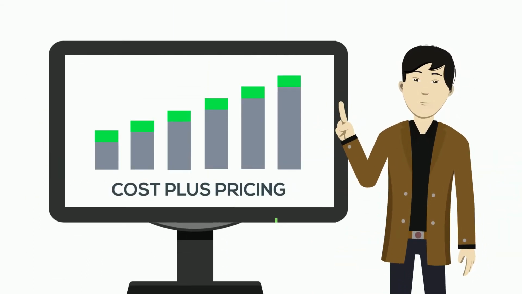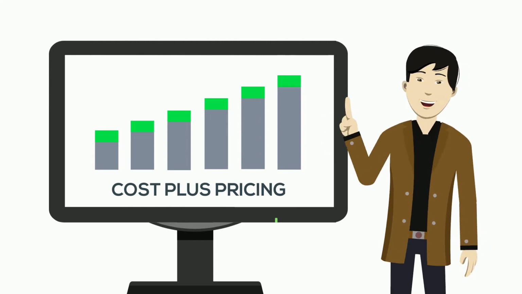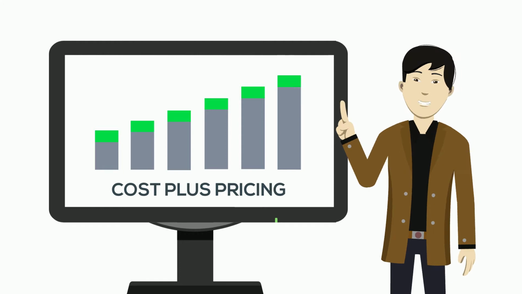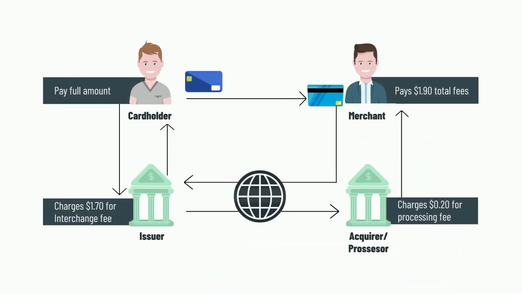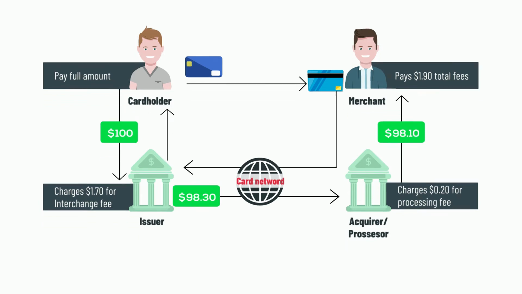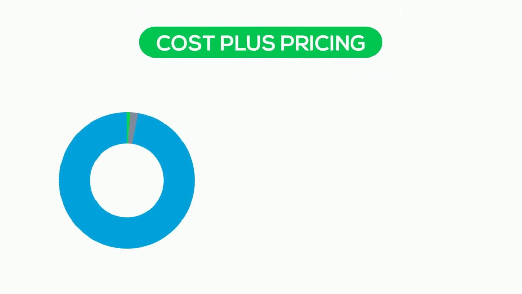If you are unsure what interchange is, that is the cost, or how it works, check out our videos explaining interchange. Simply put, interchange is the rate that issuing banks charge for payments to be accepted from one of their cards. Cost plus pricing is a very simple billing method.